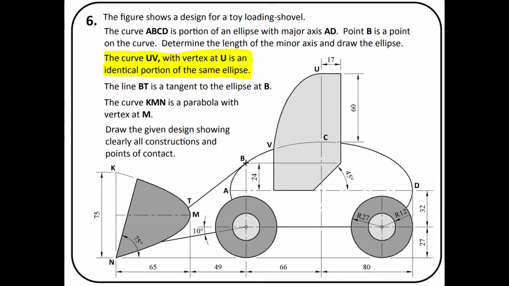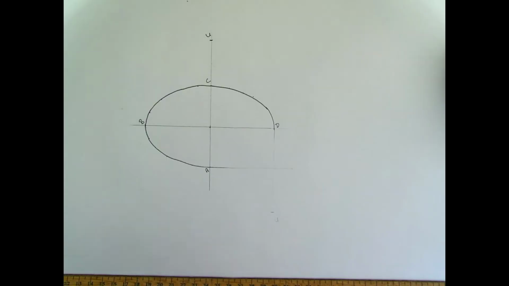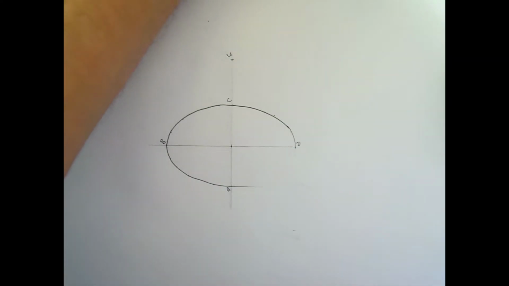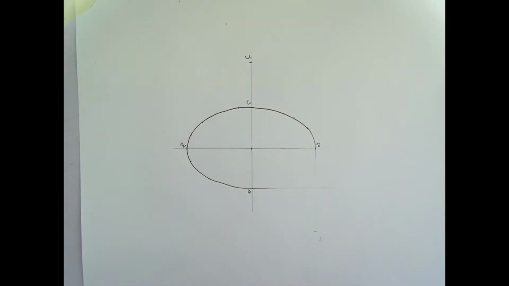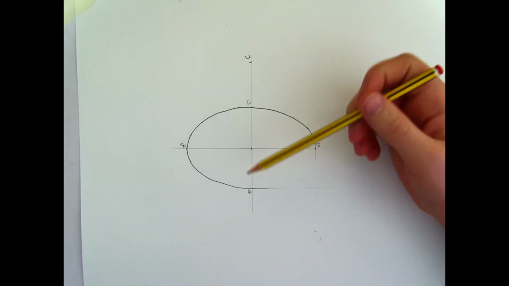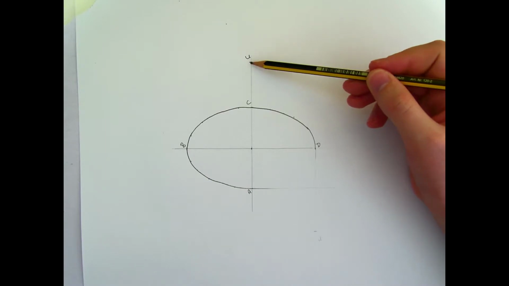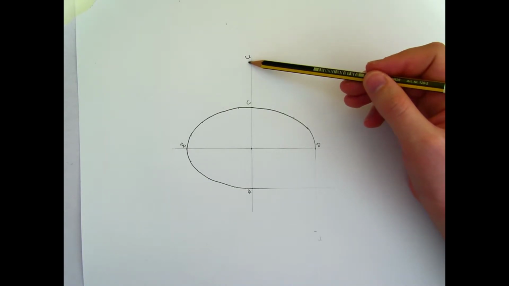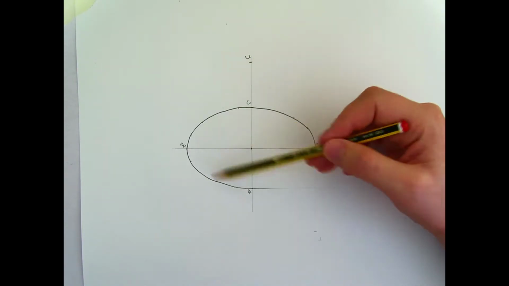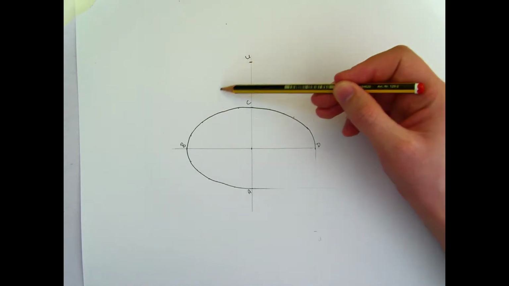how you would find that curve, the top part of that UV. So I set up the question similar to what they asked for. The measurements are different, but the idea is the same. So I have my curve ABCD here. This is point U, so I need to create an ellipse that is identical to a portion of this. It's going to come down along this way here somewhere.